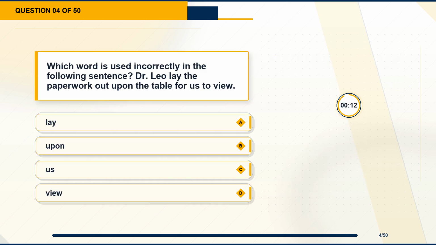Question 4. Which word is used incorrectly in the following sentence? Dr. Leo lay the paperwork out upon the table for us to view. Option A, lay. Option B, upon. Option C, us. Option D, view.